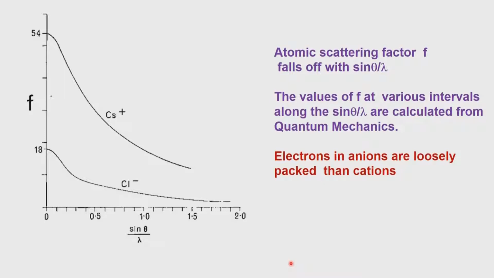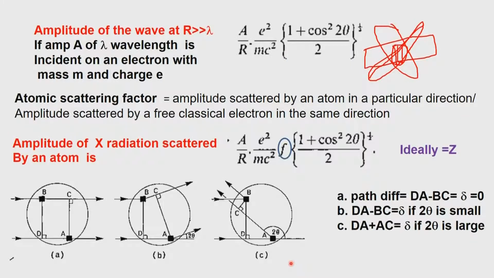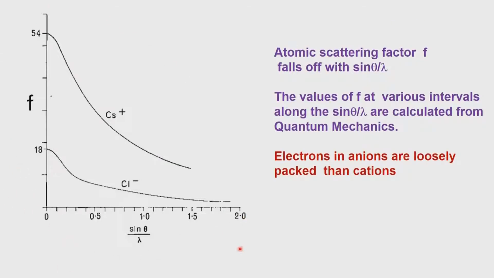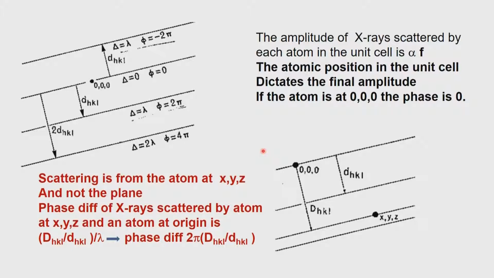To summarize the last two slides, we now see that the amplitude of the wave is a function which depends upon the so called atomic scattering factor. It also depends upon the scattering angle, and the atomic scattering factor, depending upon the angle of scattering, will vary with respect to sin theta by lambda, and that variation has been indicated here. I have taken cesium and chlorine. Keep this in mind because we are going to use this for a discussion in a few minutes. Now, we go to a situation.